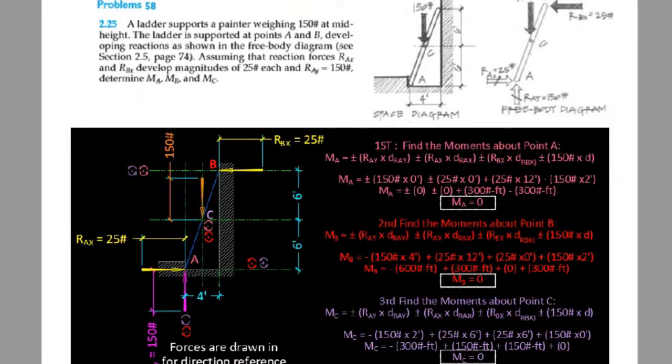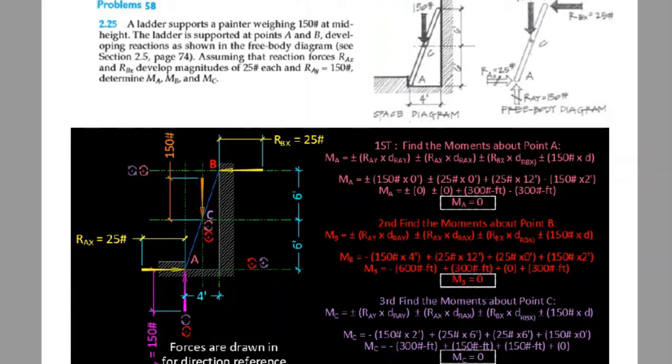Now let's look at problem 2.25 on page 58. The problem reads that a ladder supports a painter weighing 150 pounds at mid-height. The ladder is supported at points A and B. Developing reactions is shown in the free body diagram. See section 2.5, page 74.